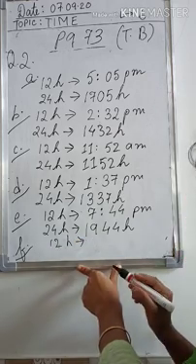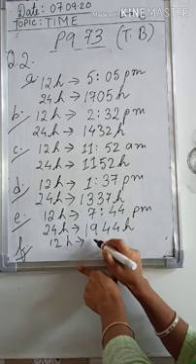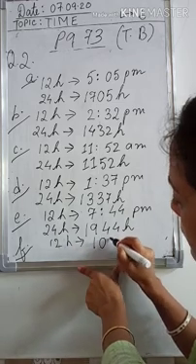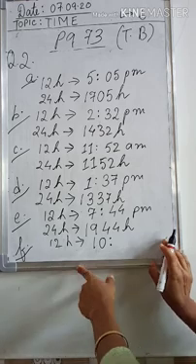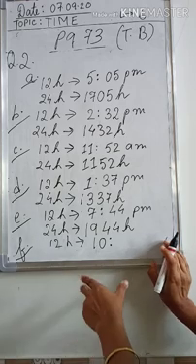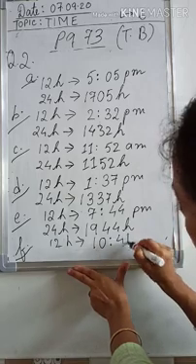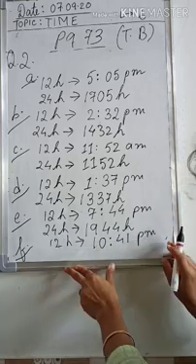It has not crossed 11, so it will be 10. And the minute hand is after 9. After 9, 1 minute more. So 10:41 PM, since it's night time.